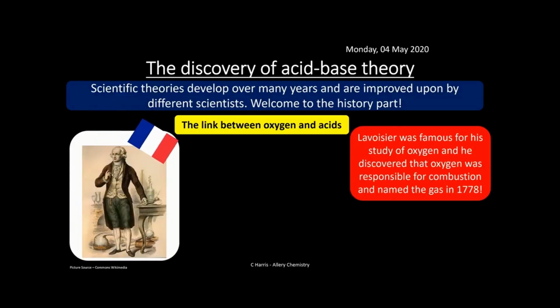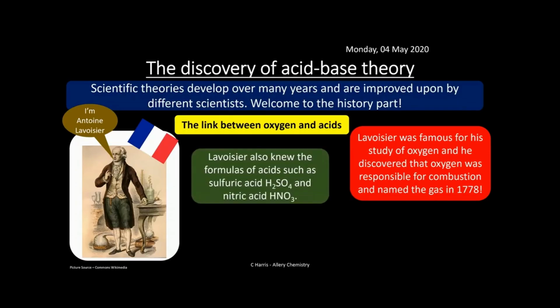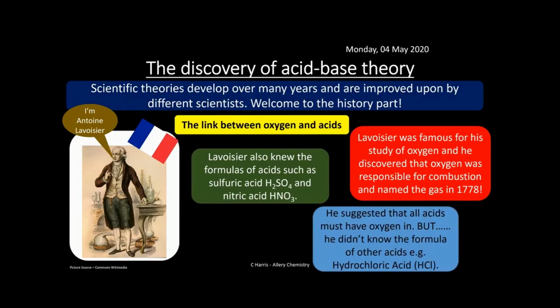And this person, a Frenchman called Antoine Lavoisier, was famous for the study of oxygen and discovered that oxygen was responsible for the combustion, such as burning fuels, for example, and named the gas in 1778. And Lavoisier also knew at the time, he was aware of formulas of acids such as sulfuric acid was H2SO4 and nitric acid was HNO3. So it was way back in 1778, so he knew that already.